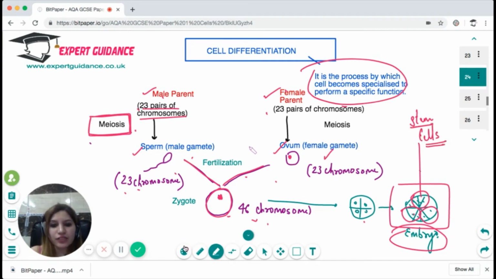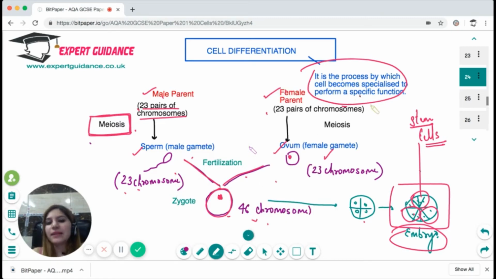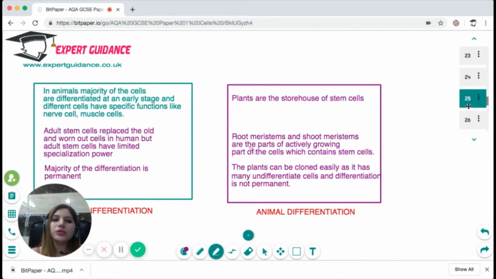After this comes the process of cell specialization, where the cell becomes specialized to perform a specific function. Some part of the cells will specialize to form the circulatory system, some will specialize to form the digestive system, and together they will give rise to a whole new organism.